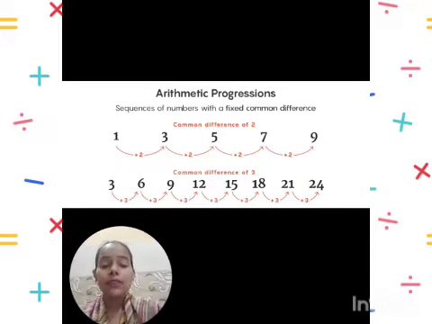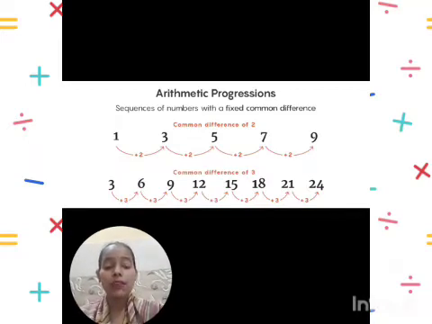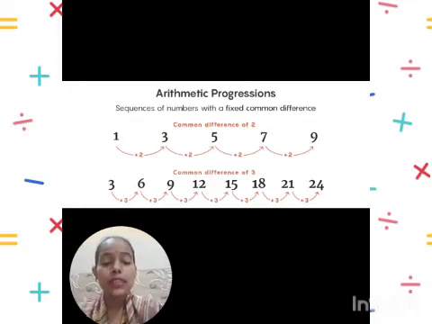So class, we have seen that the series is written in ascending order. That means we use add in this series. So we have to check how much we have added. How much do we add to 1 to make it 3? 1 plus 2 is 3. Accordingly 3 plus 2 is 5, and 5 plus 2 is 7, and 7 plus 2 is 9. So 9 plus 2 is 11, 11 plus 2 is 13, and so on. We can continue the pattern.